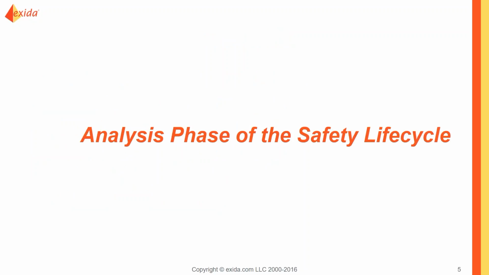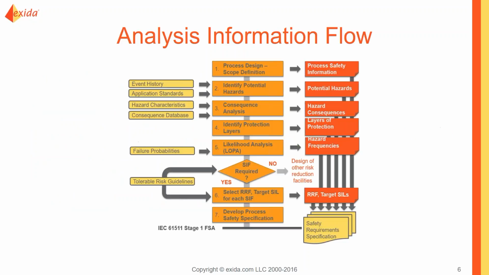So let's start with an overview of the analysis phase of the safety life cycle. This is a very detailed overview of the first phase of the safety life cycle, starting with your initial process design and ending with your safety requirement specification. From this analysis, you can identify potential hazards and their consequence, as well as the likelihood of each consequence. Together, consequence and likelihood determine your risk.